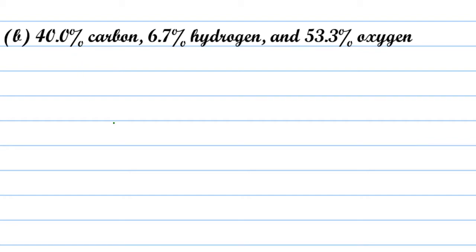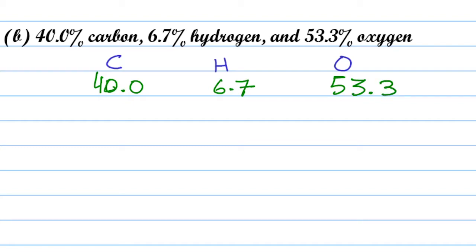First of all, we will change the percentage into grams. We have here carbon, hydrogen and oxygen elements. The values given are 40.0% of carbon, 6.7% of hydrogen and 53.3% of oxygen. In the first step, change the percentage to grams and now we are going to calculate the number of moles. Carbon has molar mass 12, hydrogen molar mass is 1 and oxygen molar mass is 16.